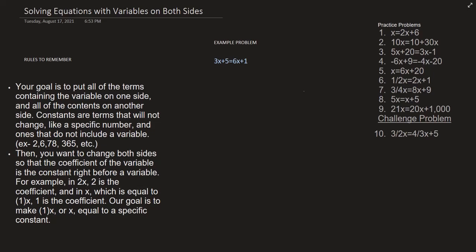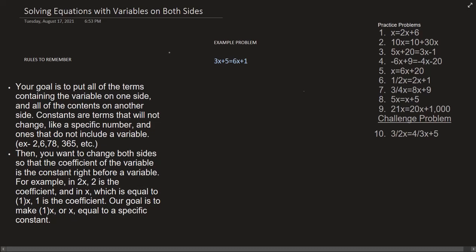Anyways, after that, you want to change both sides so that the coefficient of the variable is 1. The coefficient is the constant right before the variable. So for example, in 2x, 2 is the coefficient, and in x, which is equal to 1x, 1 would be the coefficient. Our goal is to make 1x or x equal to a specific constant. I can show you this by an example problem.